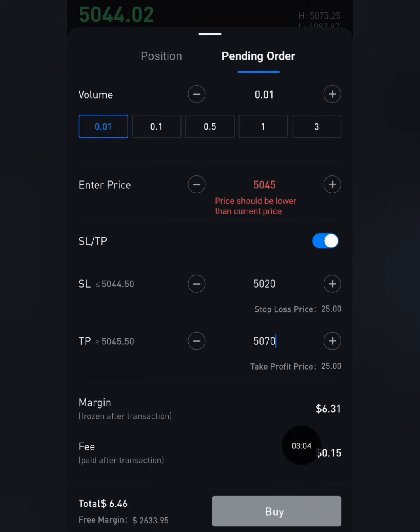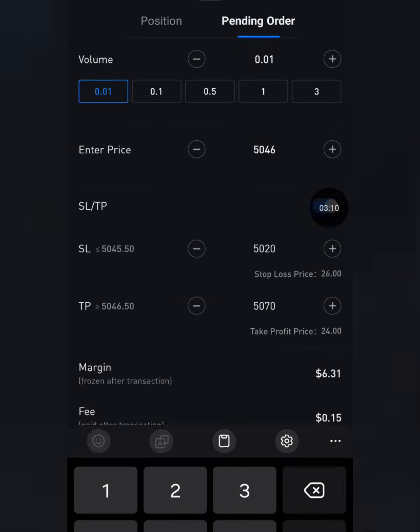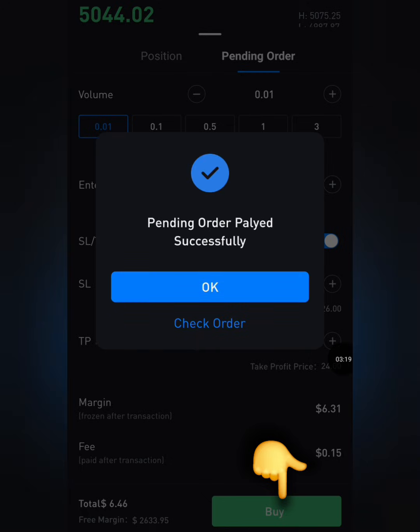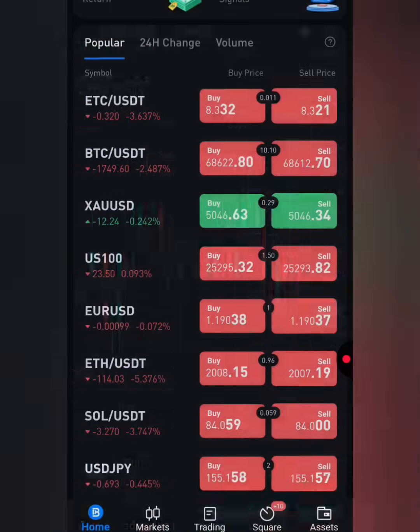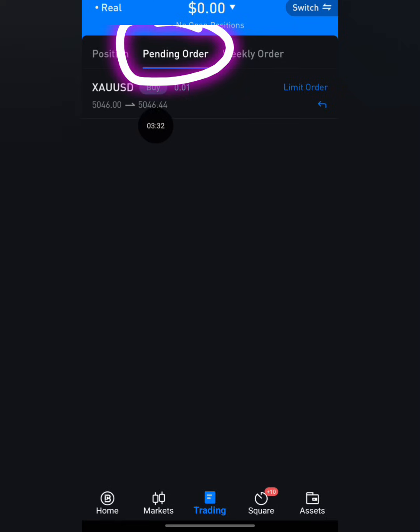So after setting things like this, you can now click on the buy button, but the market has actually moved against the previous settings I put. So I'm just going to adjust my entry price and click on the buy button. And here we go, I've successfully created a pending order, okay? Now, if I come back here, click on trading, and click on pending order, you can see the order I just created. This particular order is waiting for the price of gold to hit 5046 before it will actually trigger, okay?